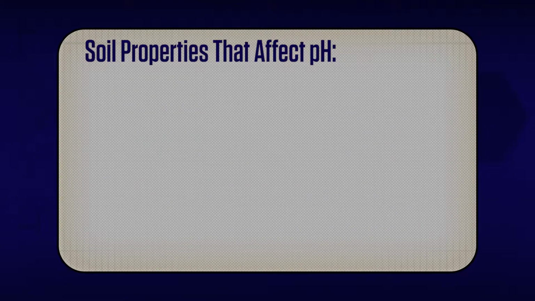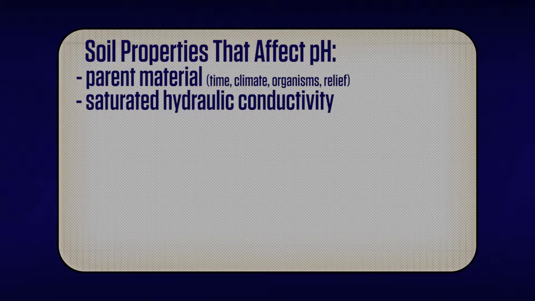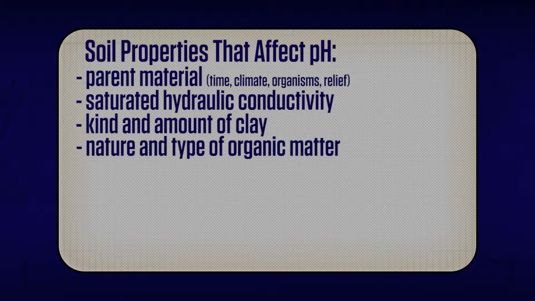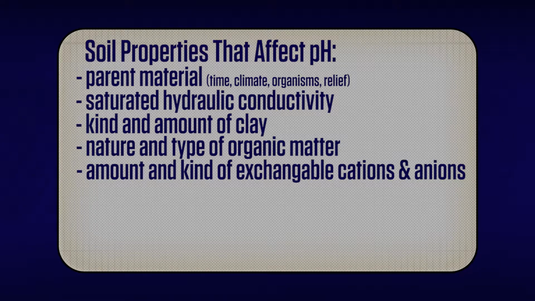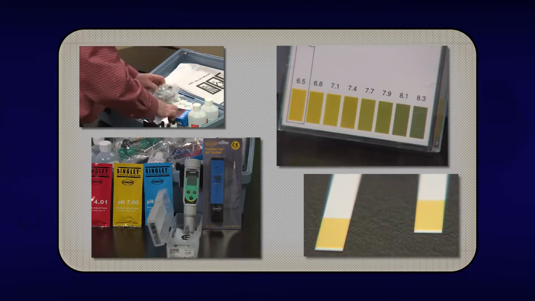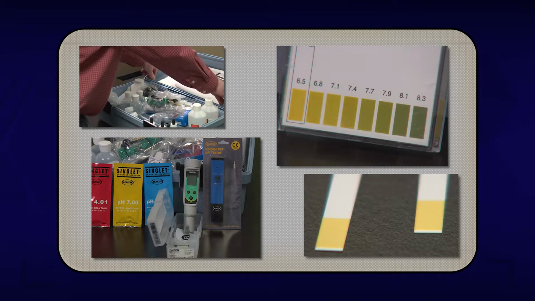Soil properties that affect soil pH include parent material, time, climate, organisms, relief, saturated hydraulic conductivity as it relates to soil leaching, kind and amount of clay, nature and type of organic matter, amount and kind of exchangeable cations and anions, soil to solution ratio, salt or electrolyte content, and carbon dioxide content. Soil pH is measured with a pH meter or pen, indicator solutions, test strips, or other kits.